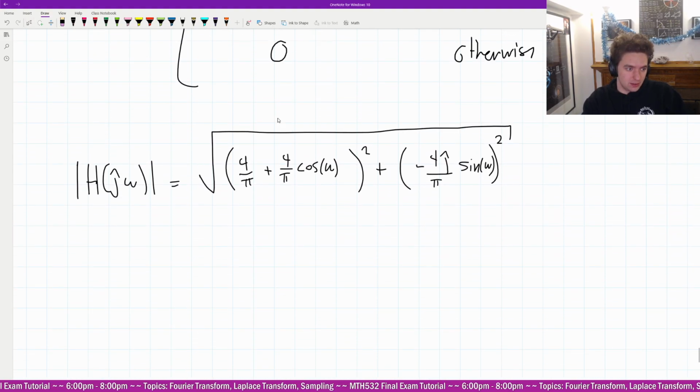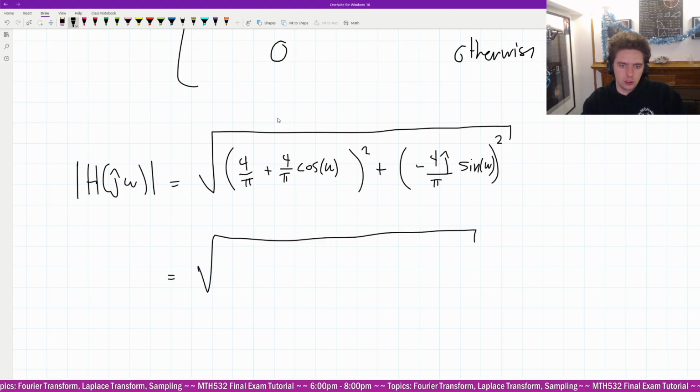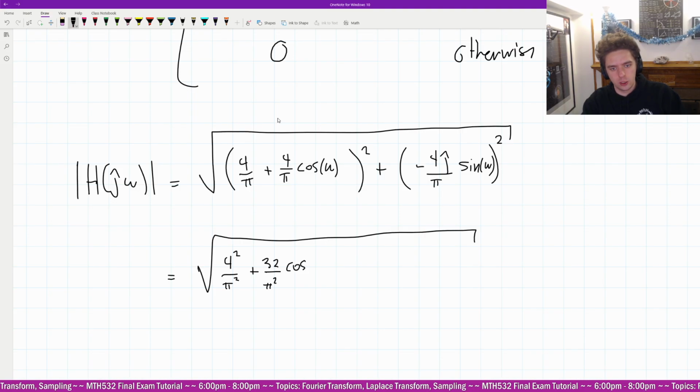So we're expected to plot this for values of omega? Yeah, but it's not too bad. The first thing looks a little bit bad, but it's going to be 4 squared over pi squared plus, no sorry, 4 times 4 times 2. 4 times 4 is 16, times 2 is 32 over pi squared cosine omega.